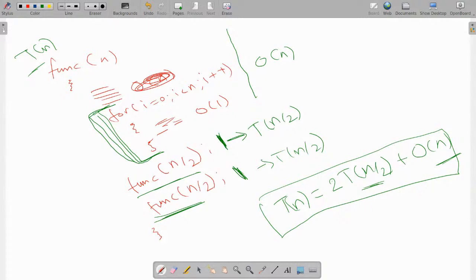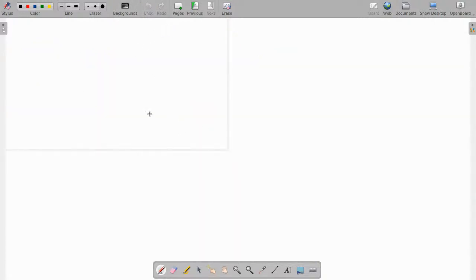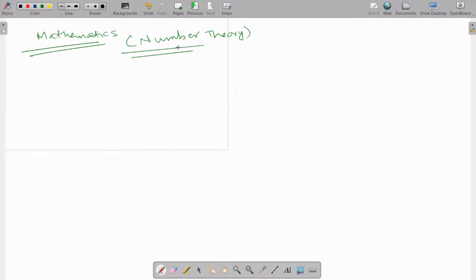Okay, so now we move on to the next topic. Today's agenda is mathematics, or in simple terms, number theory. While dealing with some problems in data structures and algorithms, or CP in general, we come across some simple concepts, but which require major focus here.